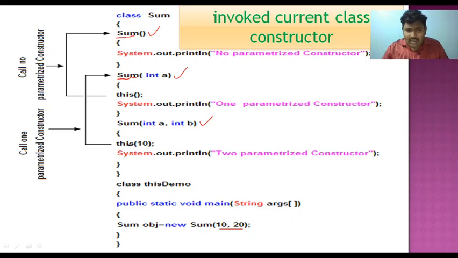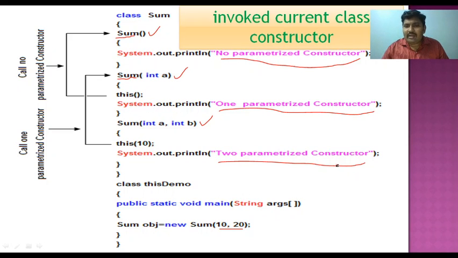What is the current class? Sum is the class, so automatically this means Sum(10). So automatically this constructor is going to be called. Again it will call this. So what is the output of this particular program? It is not the two-parameter constructor that gives the output first. First we are going to get the no-parameter constructor. After that we are going to get the one-parameter constructor. Then only we get the two-parameter constructor. So this is how the program is going to execute.